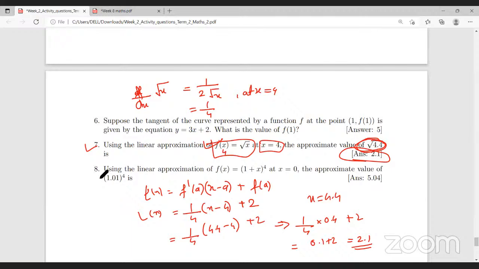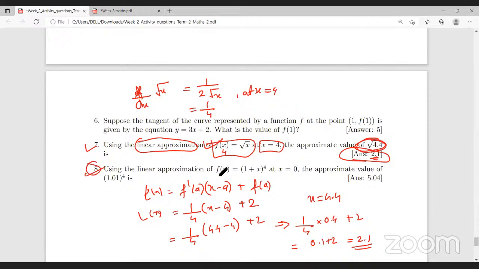So I solved this question by directly putting 4.4. In a calculator, you will get the same value, but we have to apply this linear approximation, right? That's why I asked you. So what if you have some very complex function? In that case, what will you do? You have to find out the linear approximation.